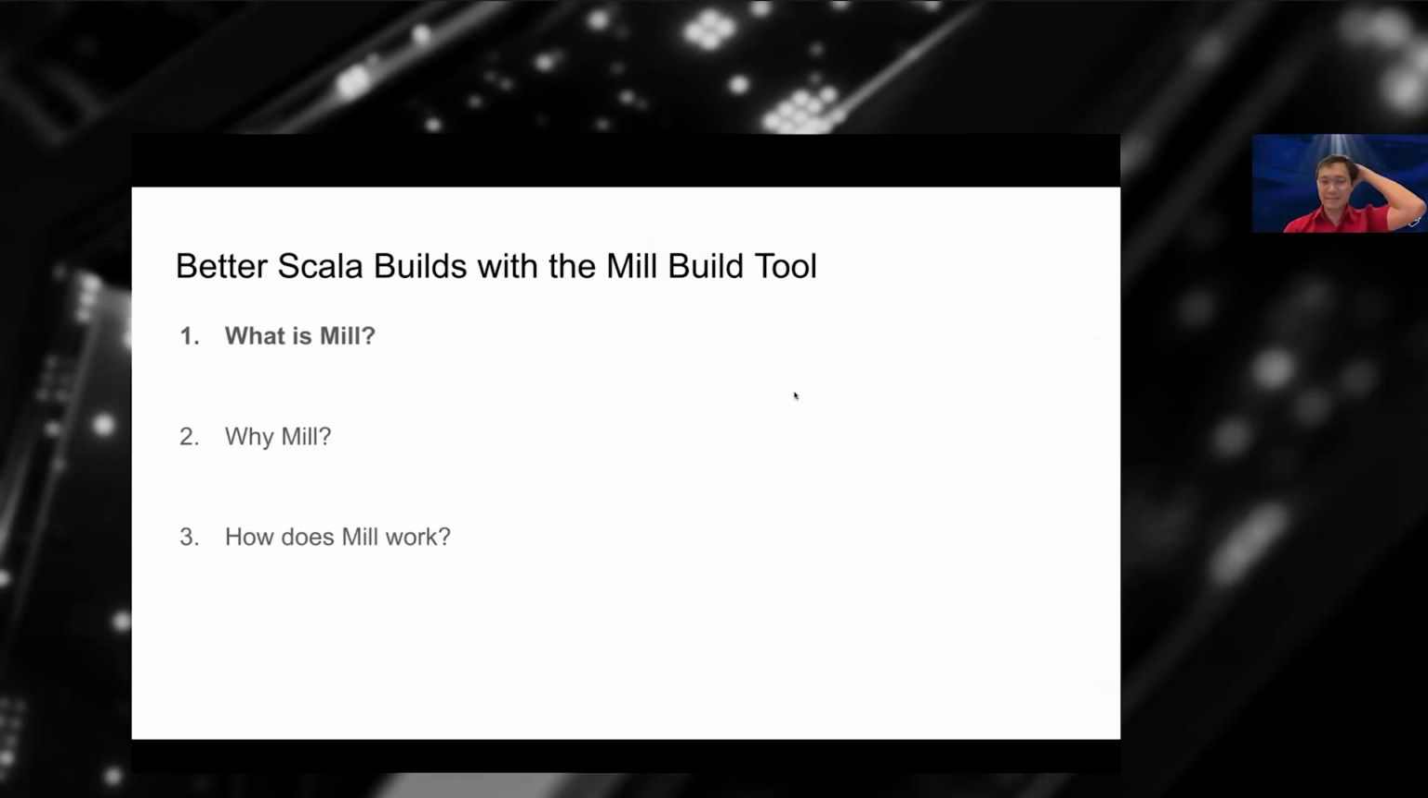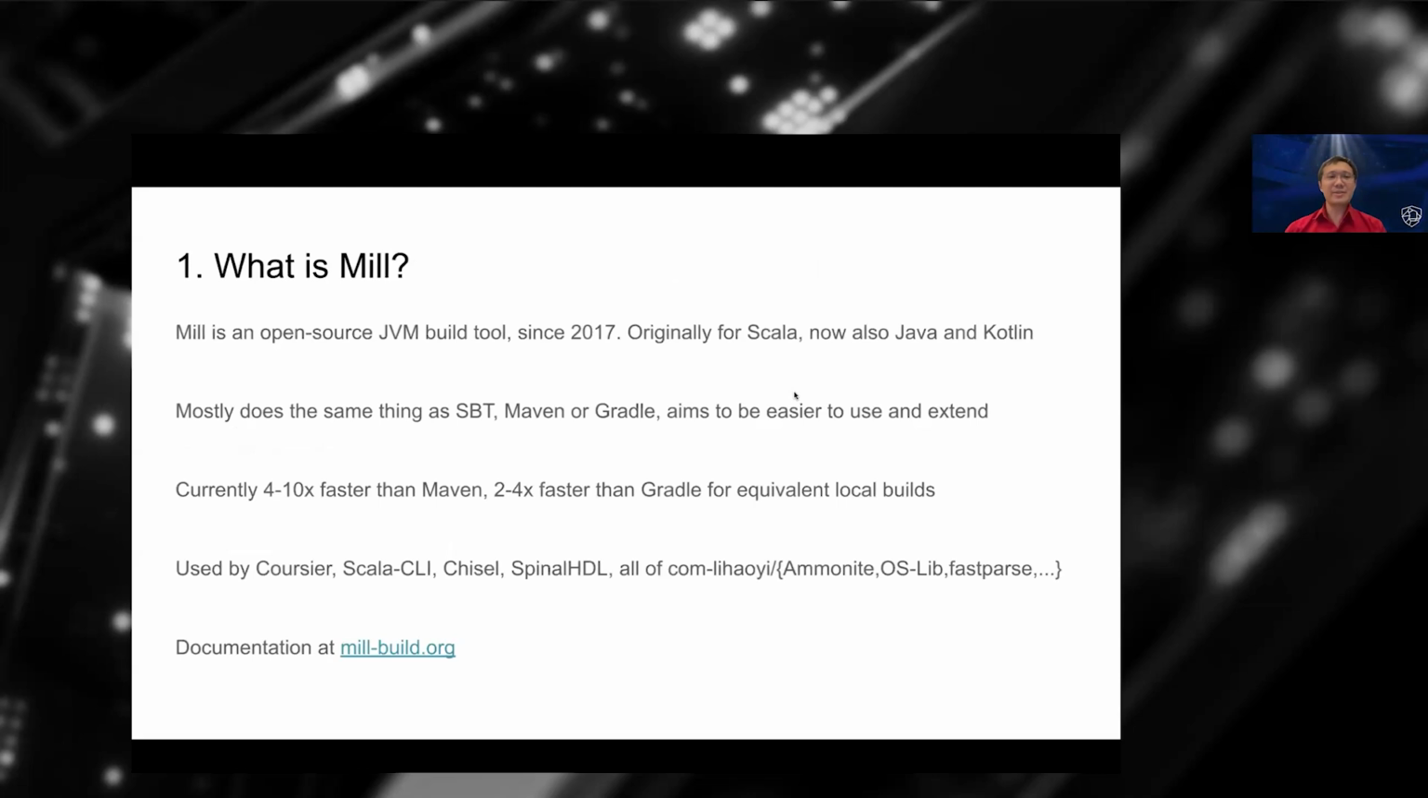So first, what is Mill? Mill is an open source JVM build tool. It's actually not that new a project. It started in late 2017, originally targeting Scala, but more recently has grown support for Java and Kotlin. It's currently in the process of getting support for Python, JavaScript, and other platforms, Android. It mostly does the same thing as SBT, Maven and Gradle, but aims to be better, easier to extend, easier to use. The performance is pretty good. It's 4 to 10x faster than Maven, 2 to 4x faster than Gradle for equivalent builds on our benchmarks.